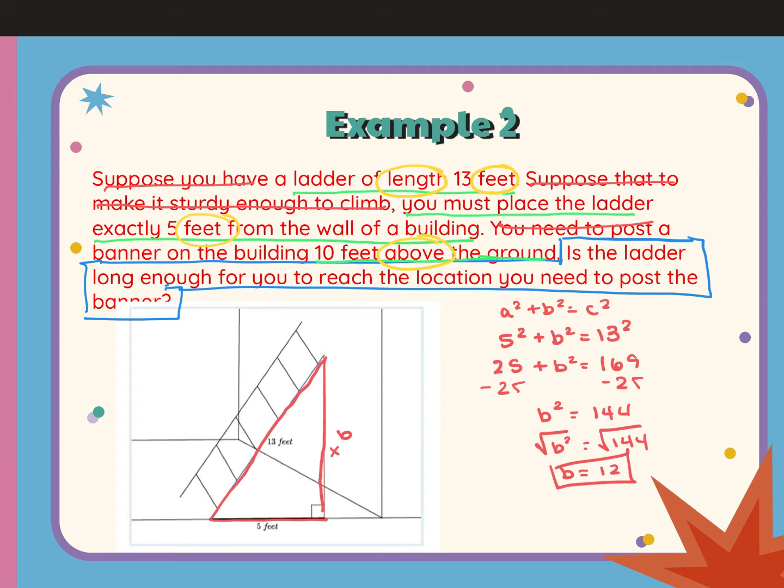So, is the ladder long enough for you to reach the location that you need to post the banner? And for this, it is yes. Because remember, the banner has to be 10 feet above the ground, and we determined that the height of the ladder as it leans up against the wall is 12 feet. So yes, the ladder allows you to reach 12 feet.